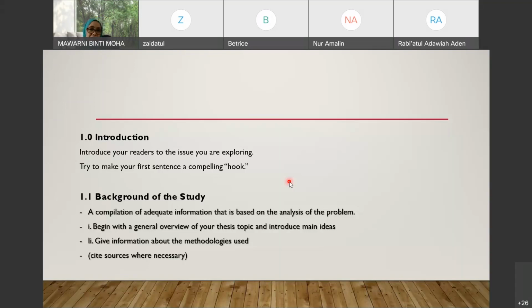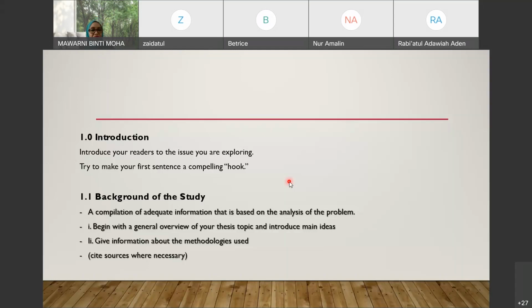It is related. The next point would be the background of the study. It is a compilation of adequate information that is based on the analysis of the problem. We'll talk about the statement of problem later. You will begin with a general overview of your thesis topic and introduce the main ideas. Many students overlook this matter. It is okay to keep reminding your readers and yourself of what you are doing. How? Keep looking at your topic. I remember that was what my supervisor told me: keep checking your topic, and it will keep you on track.